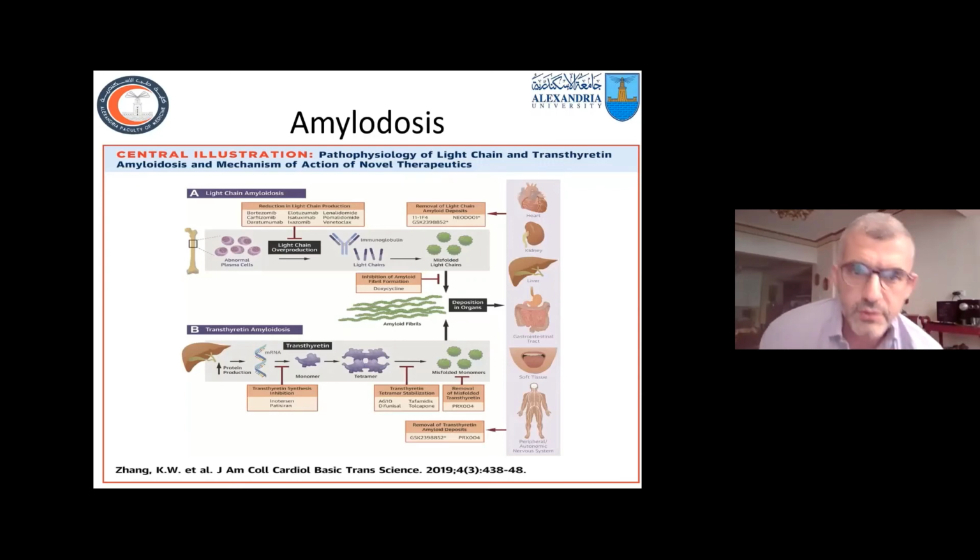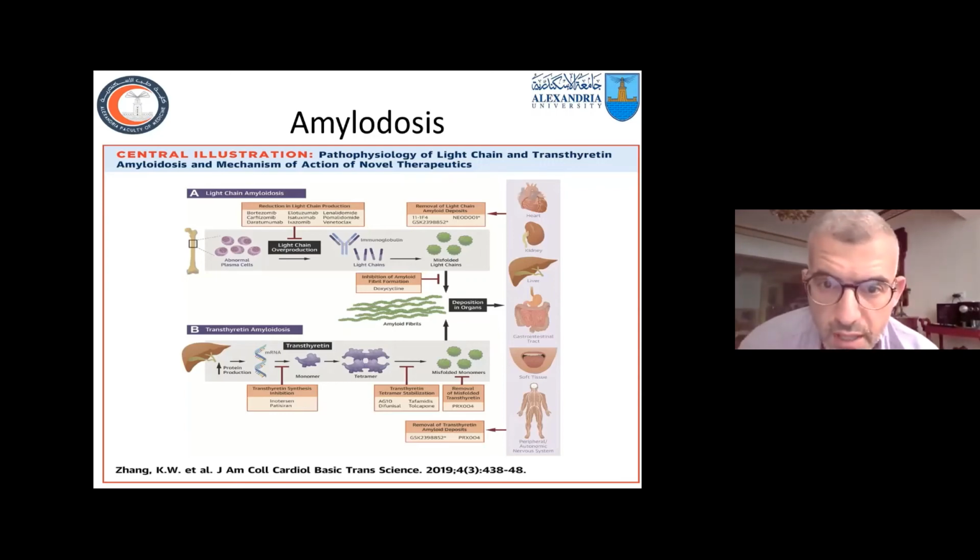Also, we have other drugs that are involved now in the inhibition of the amyloid fibril formation, like the doxycycline, and we have other newer drugs now that even remove the light chain amyloid deposits from the end organs, like this drug, which is a monoclonal antibody that binds to the light chains and removes them from the end organs that they were deposited in.